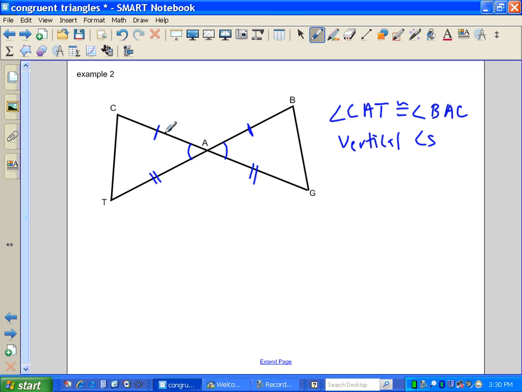And since we have a side and an angle and a side congruent to a side and an angle and a side, then we can say that triangle CAT is congruent to triangle BAG by side, angle, side congruence.